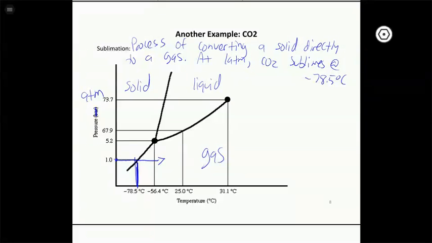All right, so this solid gas line here, those are the conditions under which we can have sublimation. As we cross that line, that's another line that we have that refers to sublimation.